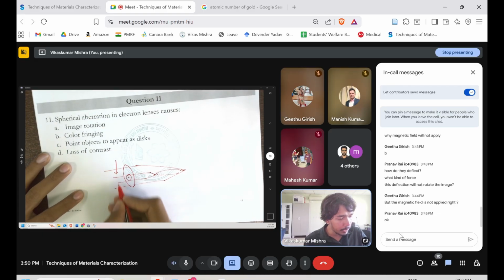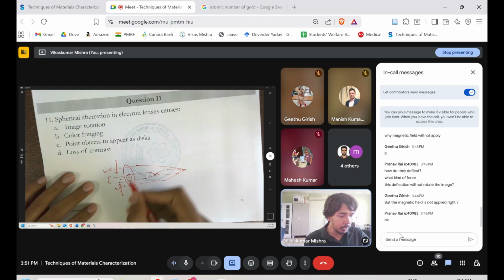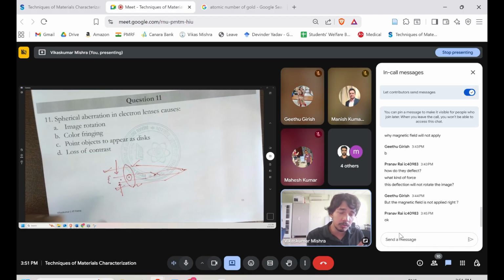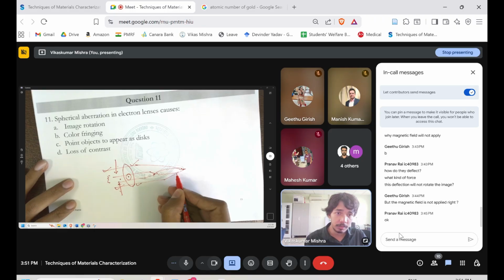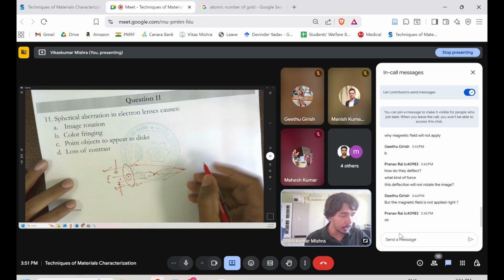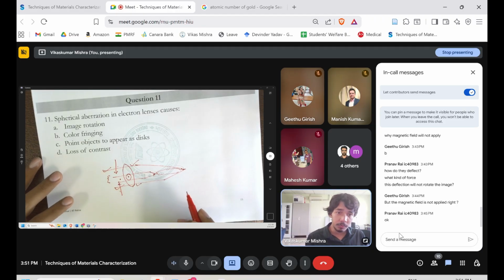Let's put an aperture, and let's not let this particular beam pass. By decreasing the aperture, we decrease the number of electrons going through. We are not letting the electrons which are far from the axis go; we are only letting the electrons which are near the axis pass through. In that way you can minimize this spread, but you cannot completely remove it.